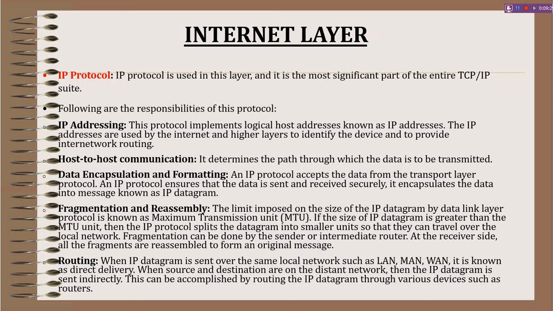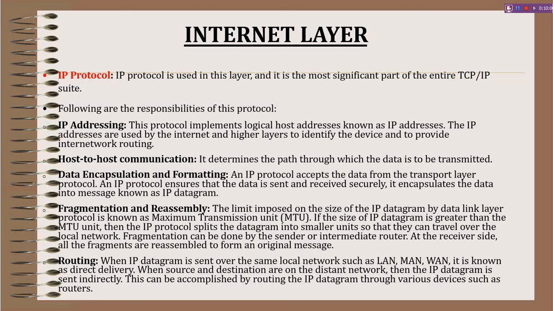But the fragmentation can be done by the sender or an intermediate router. At the receiver side, all the fragments are reassembled. Okay, all the fragments of the datagram are reassembled to form the original message at the receiver side. So in the internet layer, the fragmentation and reassembly are done.